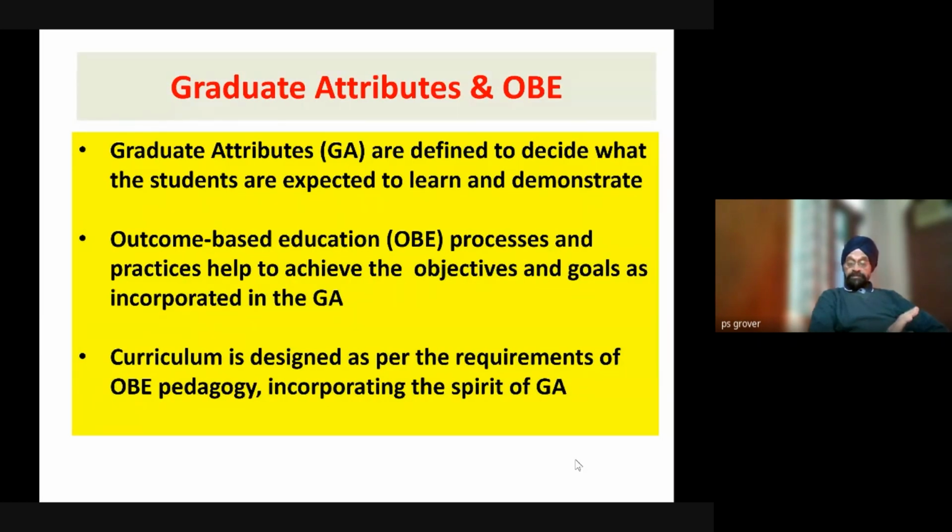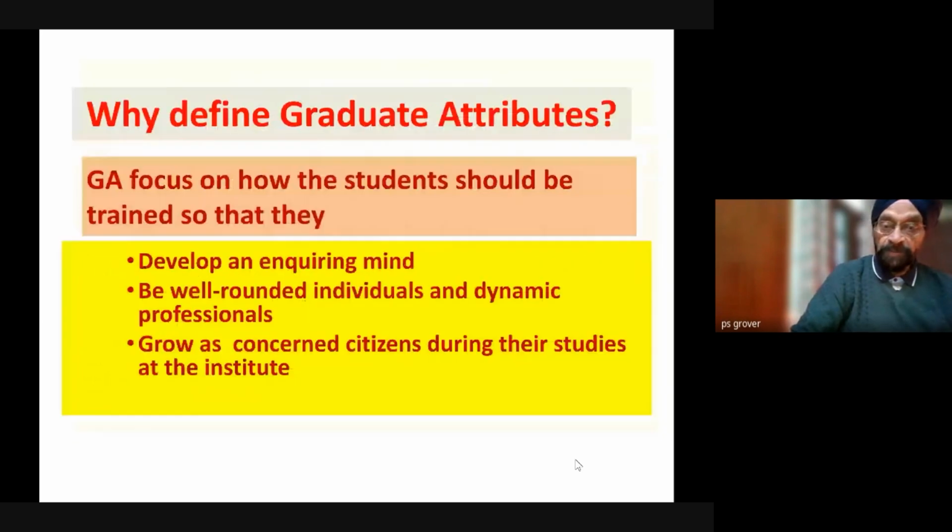I repeat, the graduate attributes, the graduate qualities, are decided by the institution. So the curriculum is designed so that whatever we have decided as graduate attributes enables us to design a curriculum to achieve what we want the student to acquire. So the curriculum is designed as the requirements of the outcome, incorporating the spirit of graduate attributes.